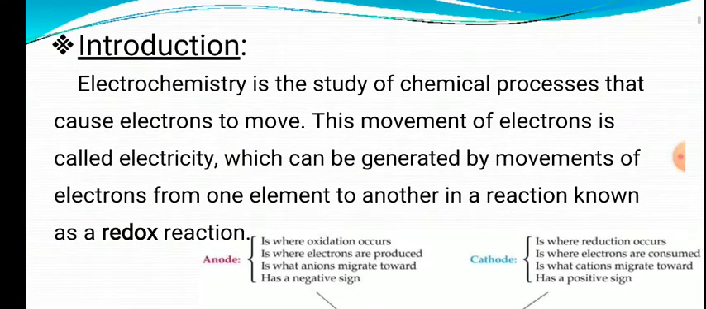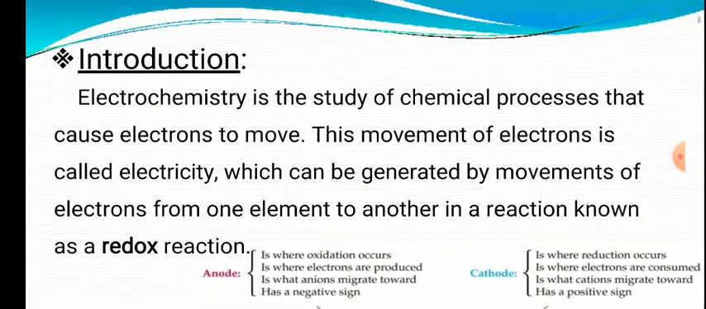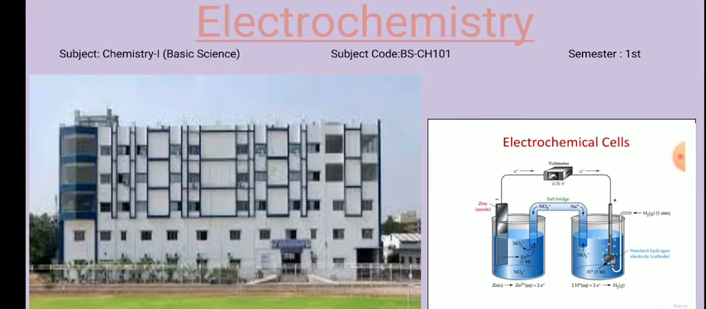Now, before going to the details of electrochemistry, we need some knowledge about oxidation reduction reaction, that is redox reaction. So we have already known that oxidation reaction means loss of electron and reduction means gain of electron. So in electrochemistry, this loss and gain, that is transfer of the electron, is very important in electrochemistry.